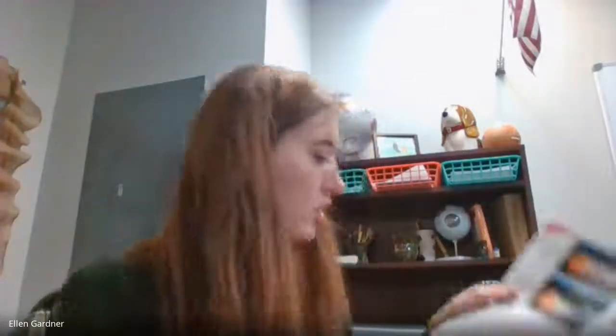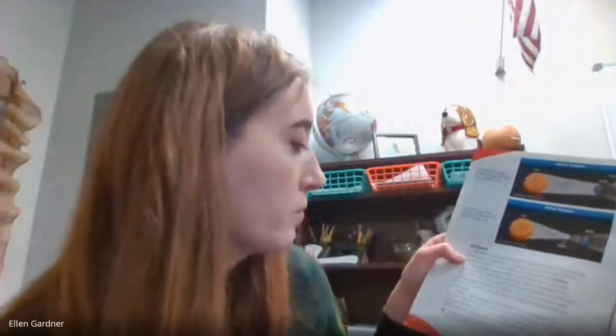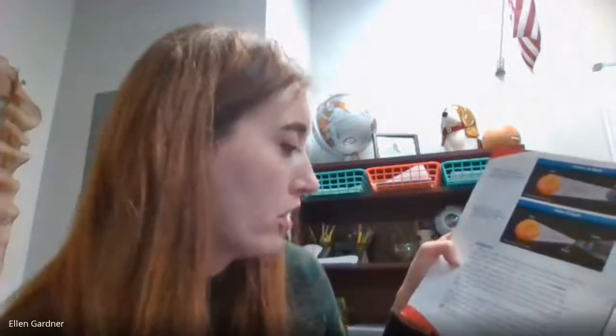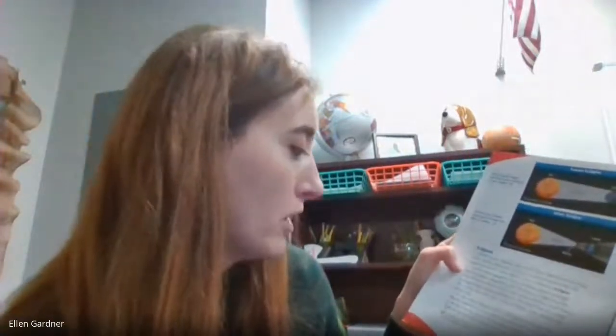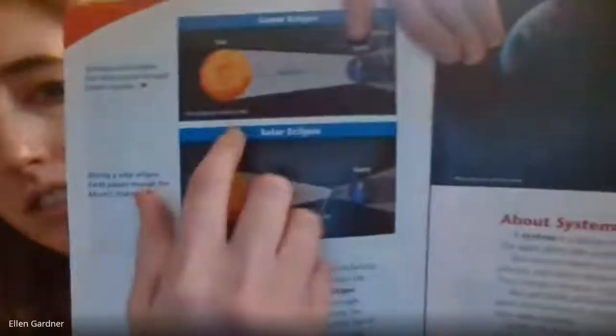Okay, now for solar eclipse. A solar eclipse happens when Earth passes through the moon's shadow. In some places on Earth, the view of the sun is blocked by the moon. Never watch a solar eclipse by looking right at the sun. This could seriously hurt your eyes. So that's why you have to have special glasses to be able to look at it, because you are looking at sunlight, even if it doesn't seem like that.